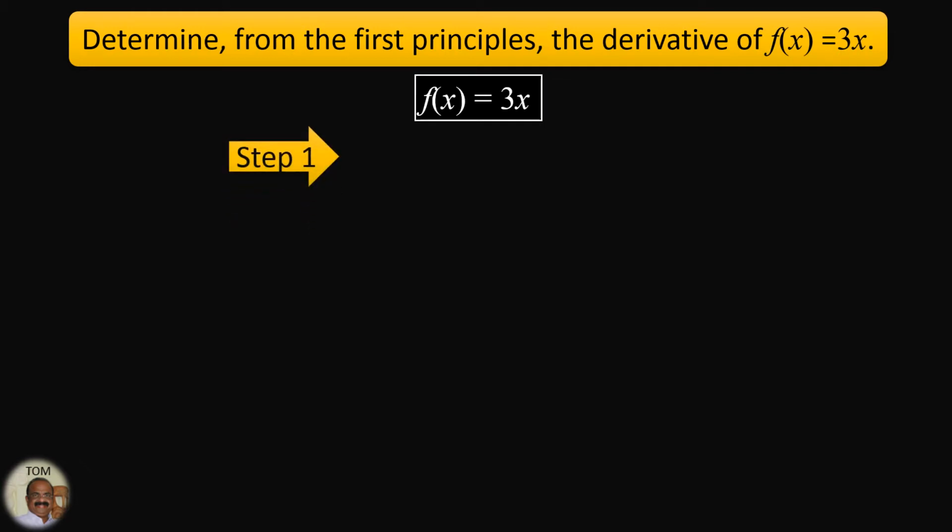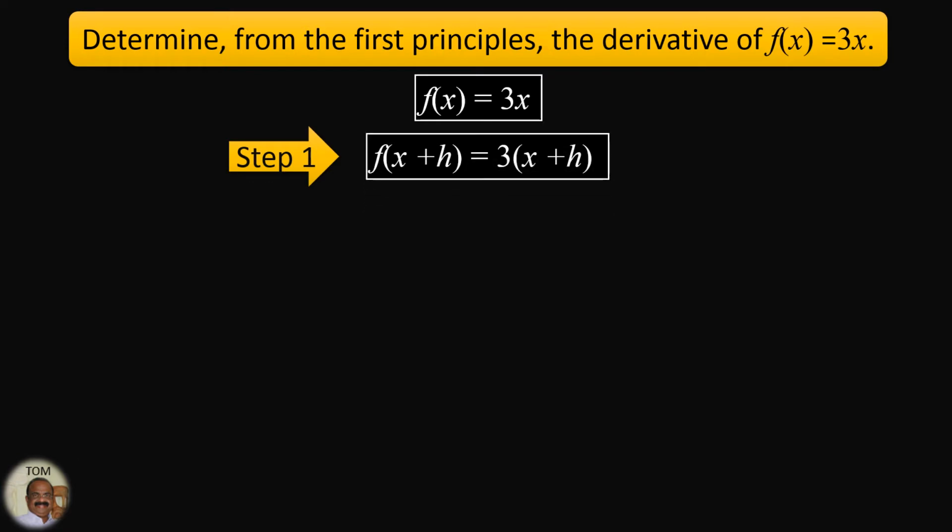Step 1. F of x plus h. So in the place of x, we substitute x plus h. We replace x with x plus h wherever we have x. F of x plus h equal to 3 times x plus h, which is equal to 3x plus 3h.